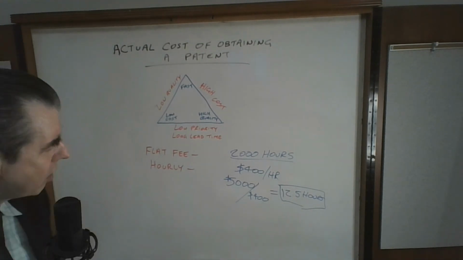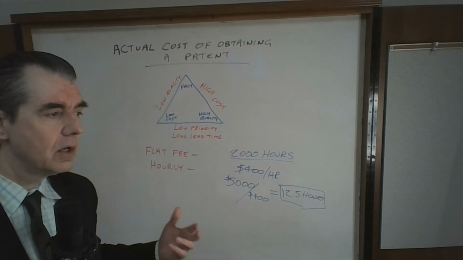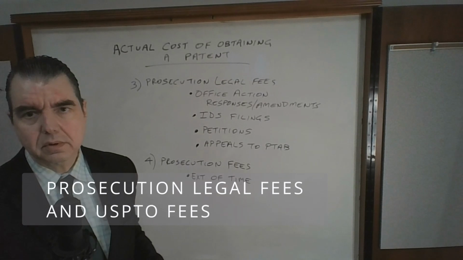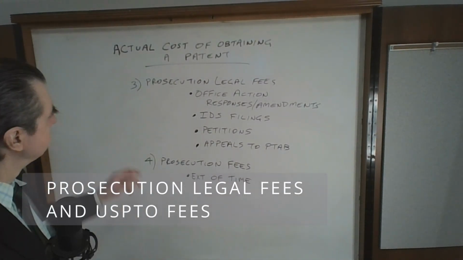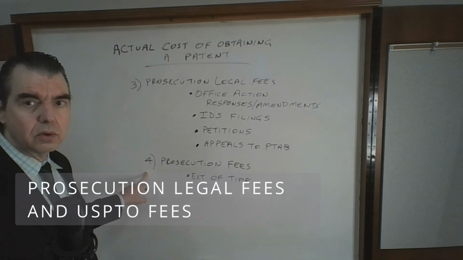But in terms of the cost, you're going to encounter either flat fees or hourly rates. You may be able to get hourly rates with a capped fee. So the two other cost items on the list that we haven't talked about yet are the prosecution legal fees and the prosecution USPTO fees.